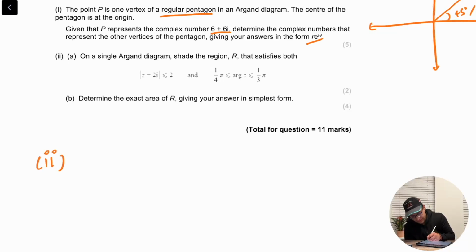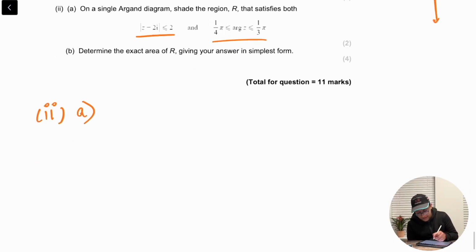So part 2, part 2a. On a single Argand diagram, shade the region R that satisfies both. Okay, so this locus is going to be a circle. It's in the circle format. And this is going to be 2 half lines. So the first one is going to be, oh wait, let me draw straighter.